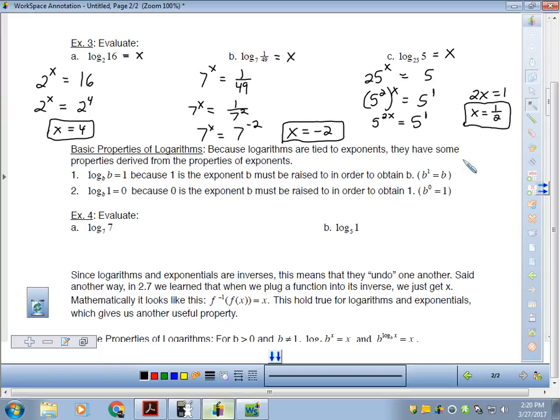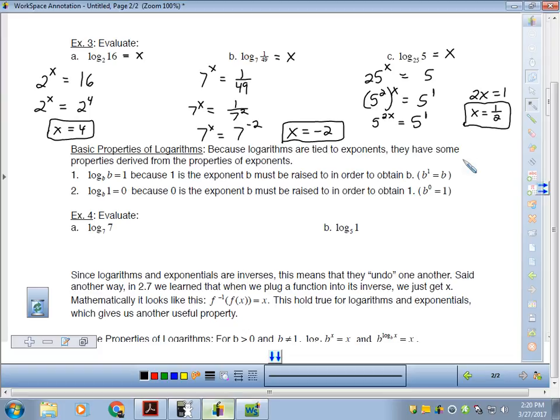So that's how we can evaluate some logarithms by hand. Now, there are other logarithms that we can't do by hand that we have to use a calculator for because they don't come out exact. And I'll show you how to do those in just a little bit. But next, we're going to talk about some properties of logarithms.